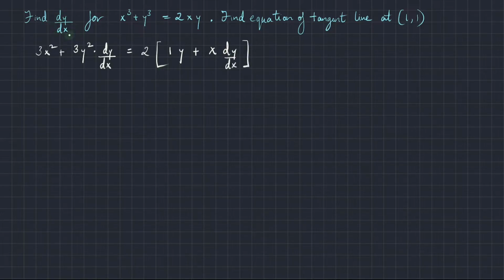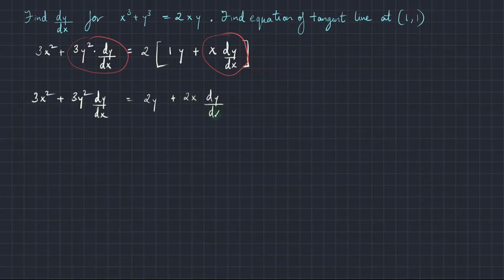Now our goal is to find dy/dx, but there are 2 dy/dx's in this equation. Well, that just means that we have to treat this one and this one as 2 like terms and somehow combine them to find dy/dx. Let's see how we can algebraically manipulate this. So we have 3x squared plus 3y squared dy/dx is going to equal, expanding the 2, 2y plus 2x dy/dx. Now what we need to do is to bring all the dy/dx terms to one side and everything else to the other side.